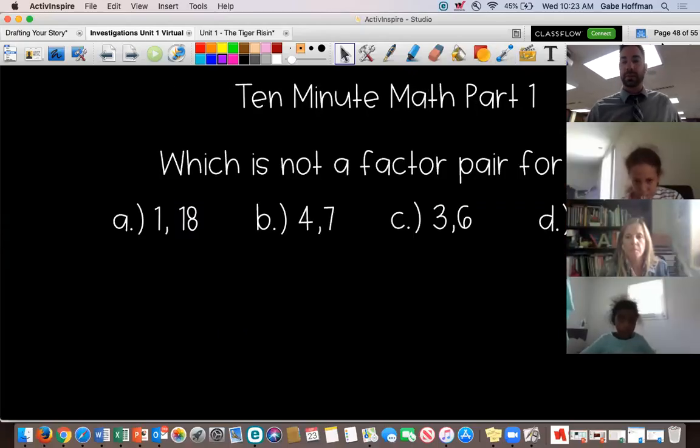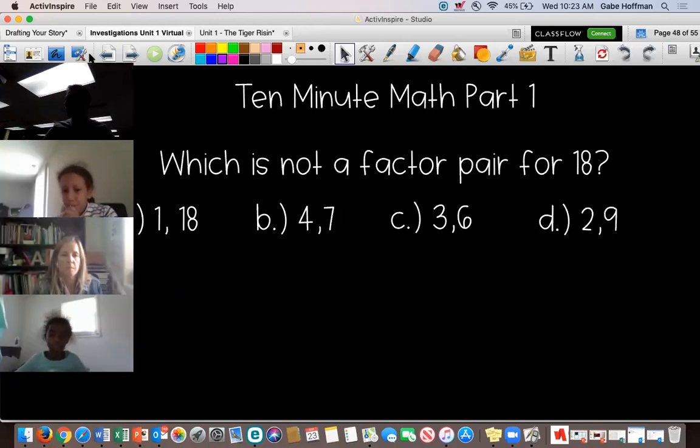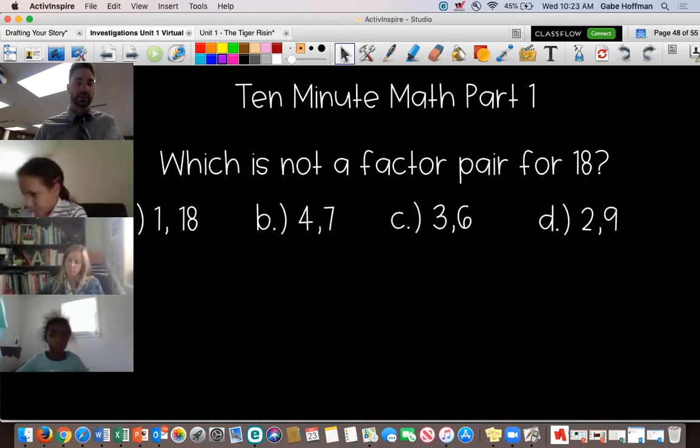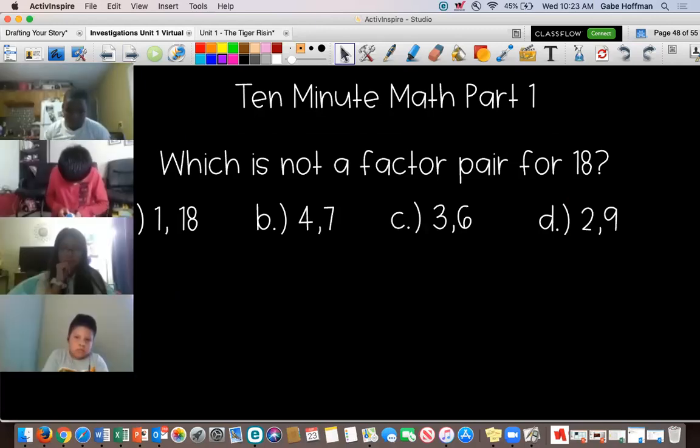So the first 10-minute math part 1 is, which is not a factor pair for 18? A, B, C, or D? And before we go and discuss which one is not, I want to talk about, and we've gone over this a lot, so I'm hoping somebody can tell me, what are factors? Somebody besides CJ, what are factors?